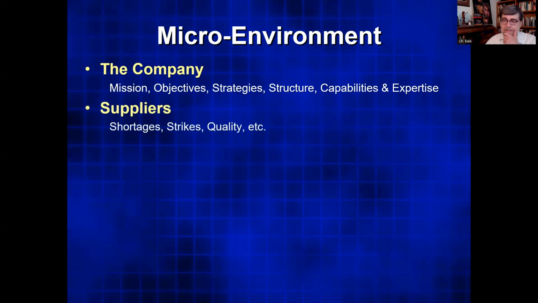Suppliers certainly affect us, certainly in terms of shortages. As this lecture is being recorded in 2022, there are a lot of supply chain issues going on. Certain things are not available as they once were. Hopefully they will be again, but we'll see. Certainly strikes can cause problems with suppliers. If you need a certain component or ingredient for your product and there's a strike going on at the factory that manufactures it, you've got a problem.